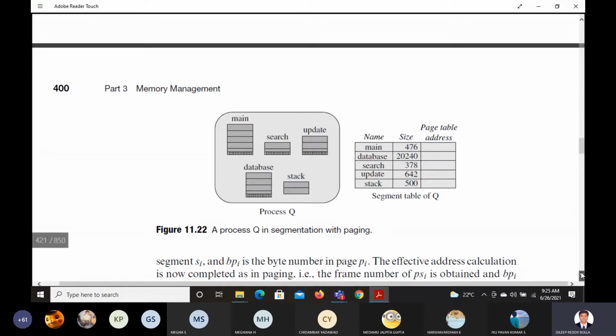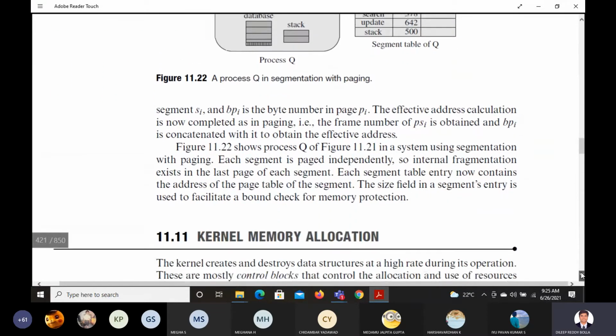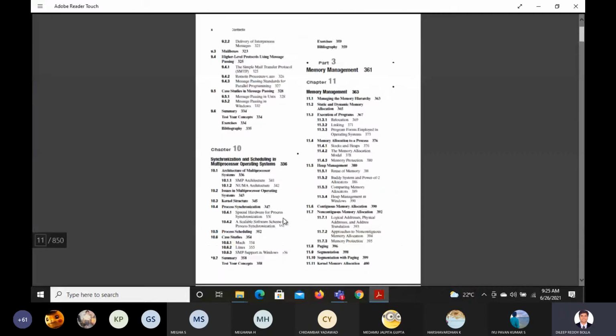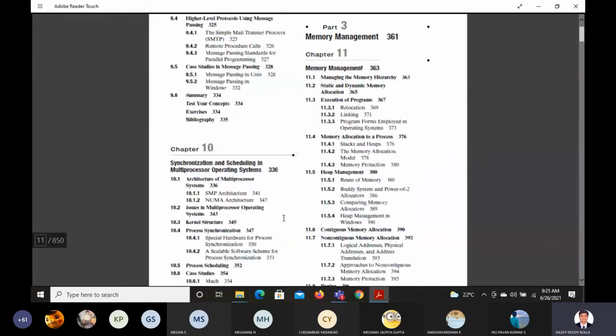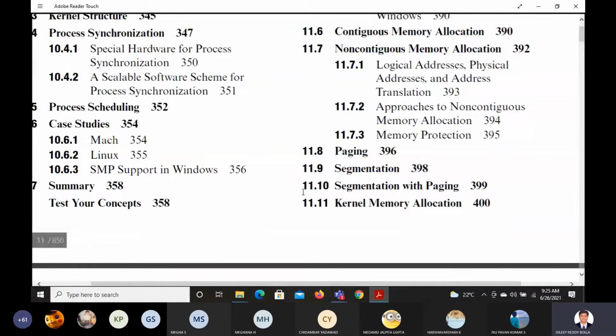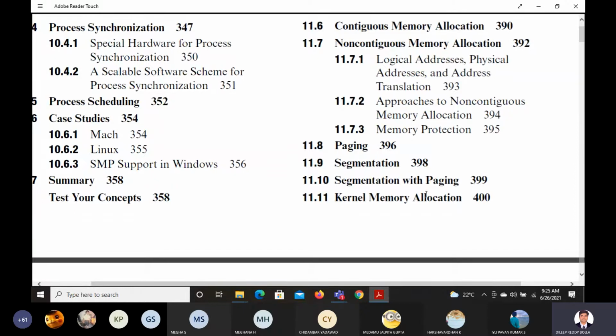So with this concept, the memory management unit is almost completed. This is not required. So let us go back here. You see the textbook, this much is good enough. 11.6 to 11.10: contiguous memory allocation, non-contiguous memory allocation, paging, segmentation, segmentation with paging. Only 5 concepts. After this, the next part coming up is virtual memory.